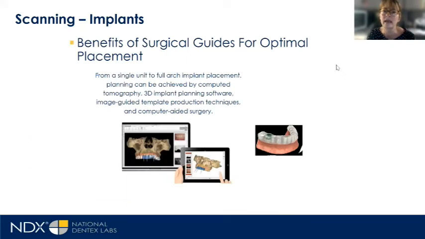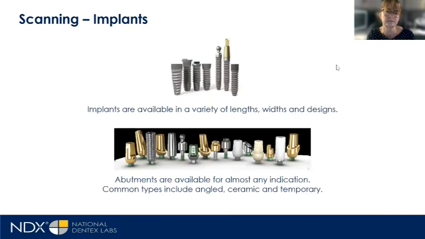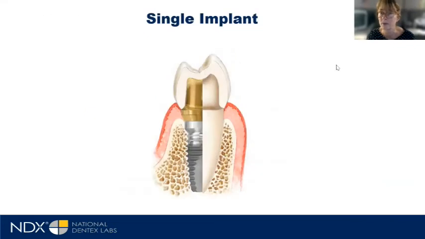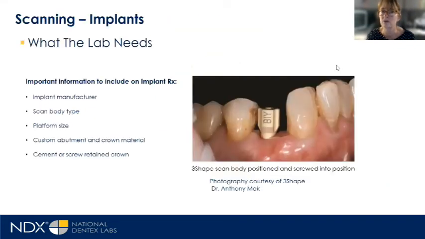And then, of course, you can scan for implants. You can use it in combination with CBCT scans. Implants are really interesting because it's a part that you're scanning versus the actual dentition. So it's critically important that you're very aware of what type of implant your patient has and ordering the proper scan body, because you're going to be scanning a scan body instead of the natural dentition.